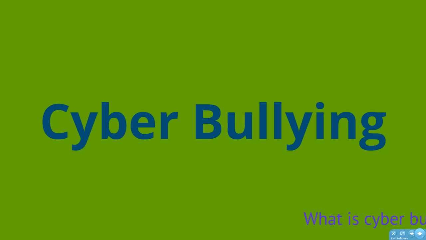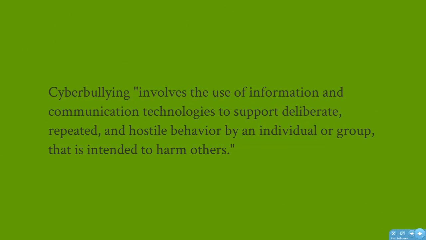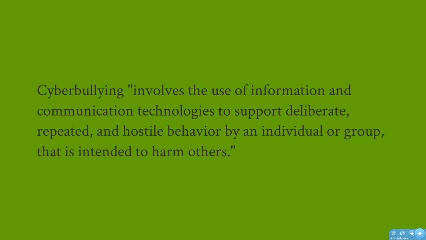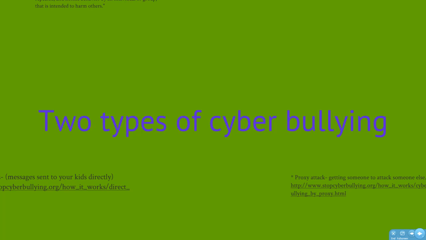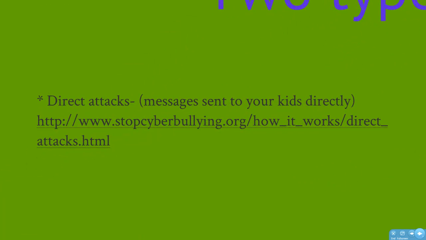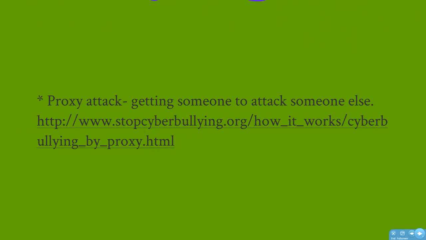I'm here to look at cyberbullying. So what is cyberbullying? Cyberbullying actually comes in many different forms, and people need to be aware of the different types of things that it can do to people. There are two direct types of cyberbullying. There's what's known as a direct attack, and then there's what's known as a proxy attack, where you get other people to do your dirty work. If you'd like to look at more information about these, go to the links.